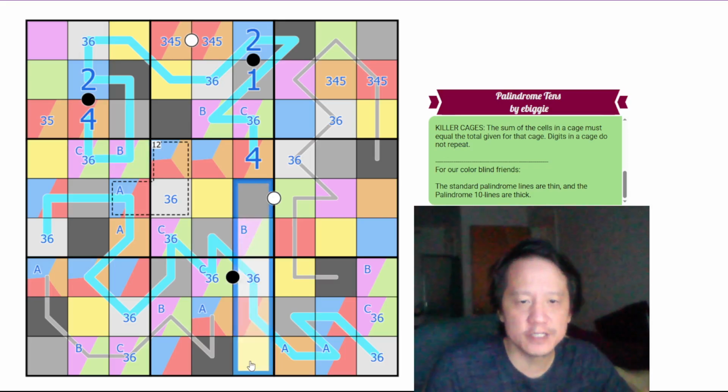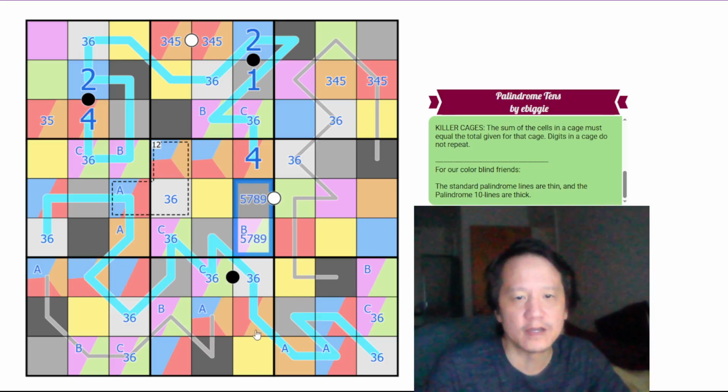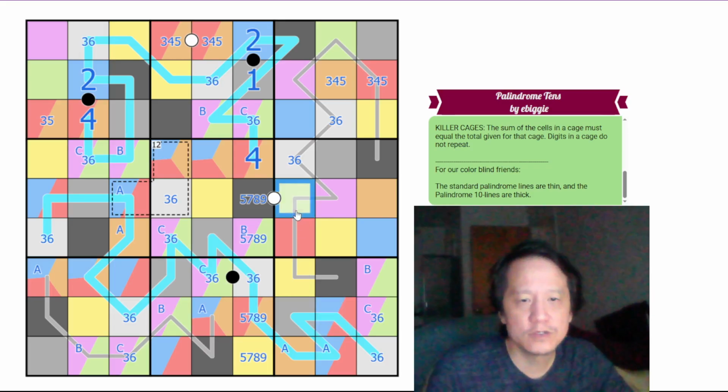The remaining digits in column 6 have to be 5, 7, 8, and 9. Which green could be 3, 6, 5, 7, 8, and 9, because one of the oranges is 4, the other one is 3 or 5. Oh, it can't be 3 because we have a 3, 6 pair already. So the oranges have to be 4 and 5. So this is 5.